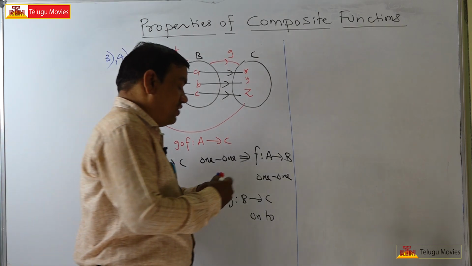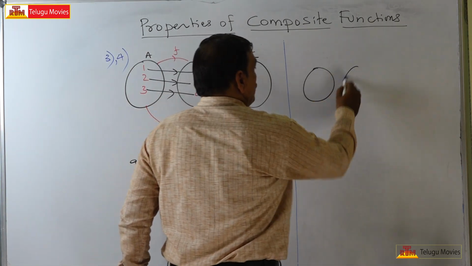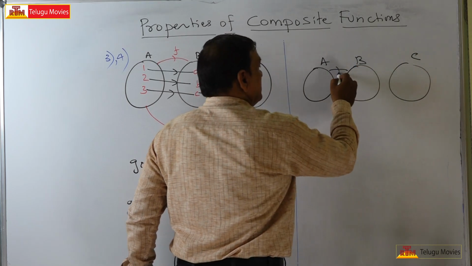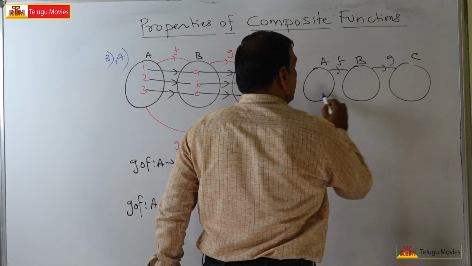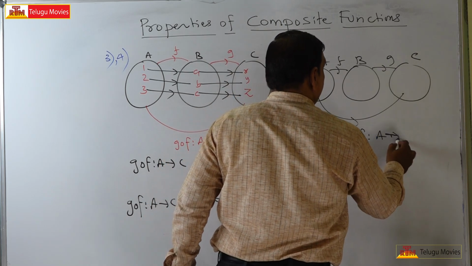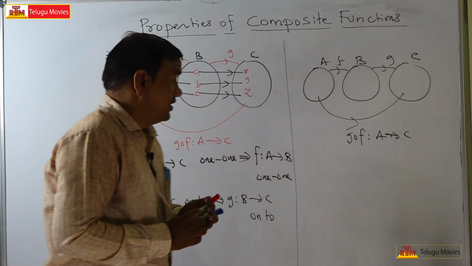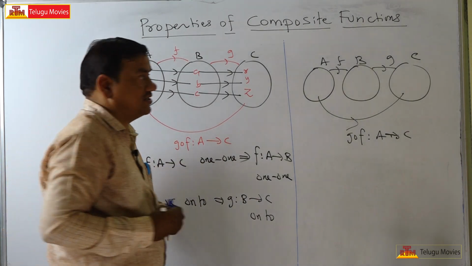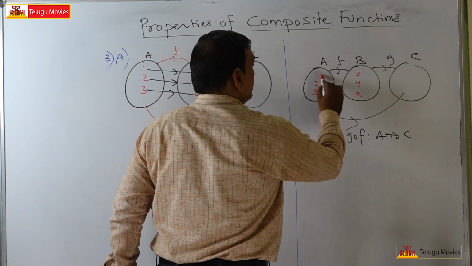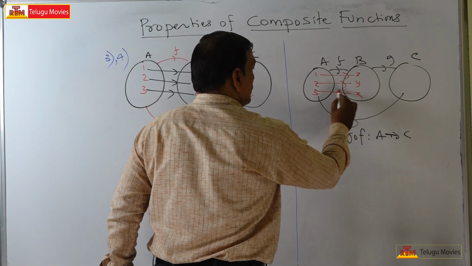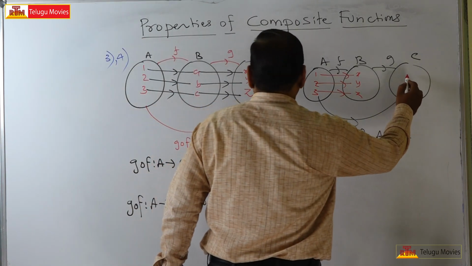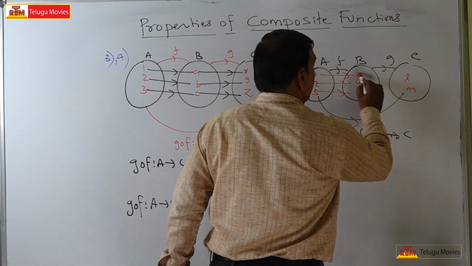Try to understand. Here I will give one example. A, B, C. F is a function, and here is G circle F from A to C. If F from A to B is a 1-1 function, see here 1, 2, 3, X, Y, Z. So here let us take L, M.